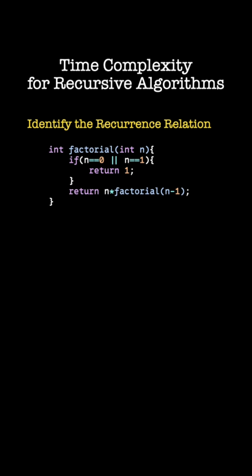To find the time complexity of recursive algorithms, you need to follow these steps. First, from the given recursive algorithm, you need to identify the recurrence relation. Let's take an example of a factorial function.